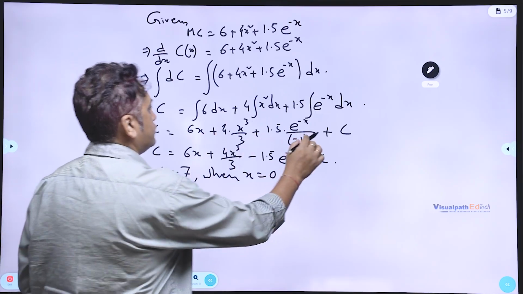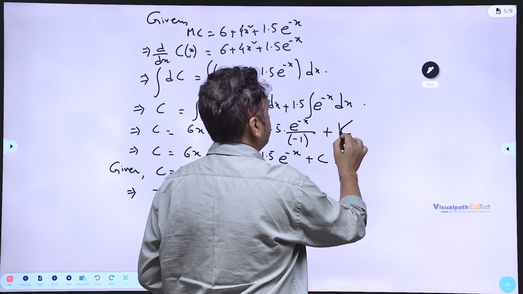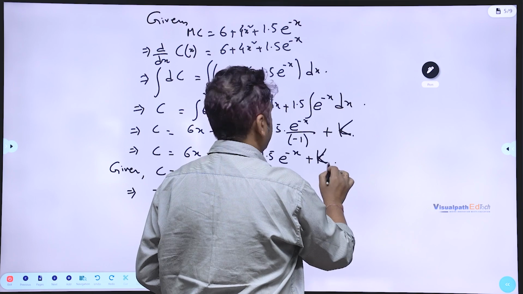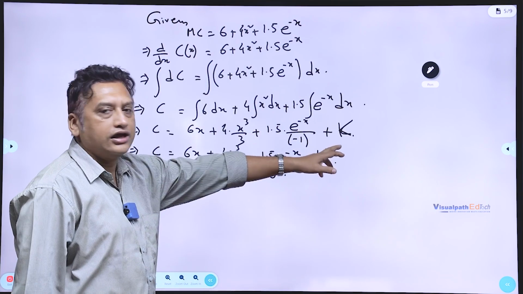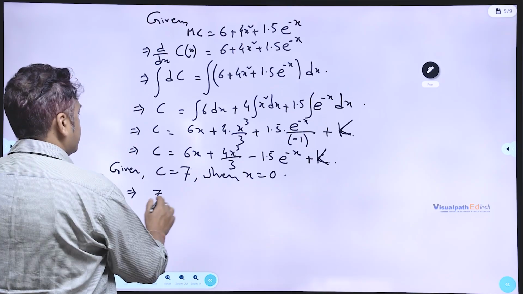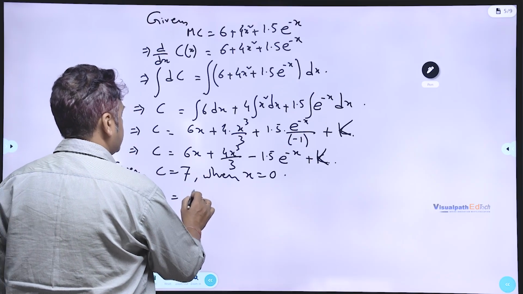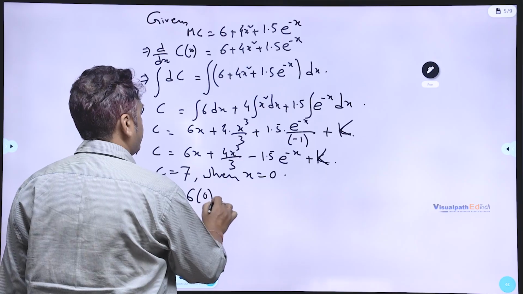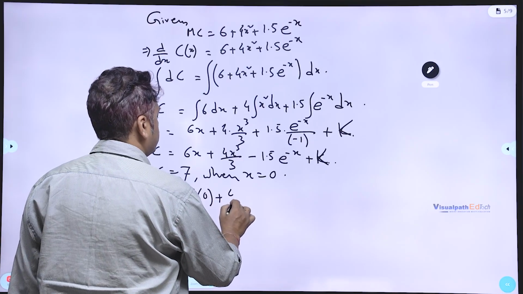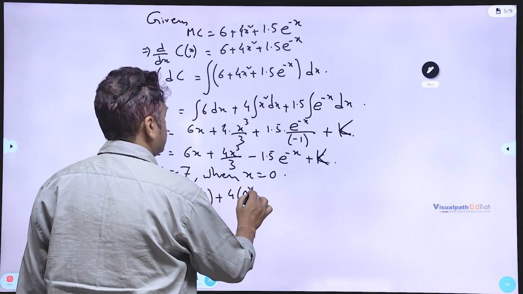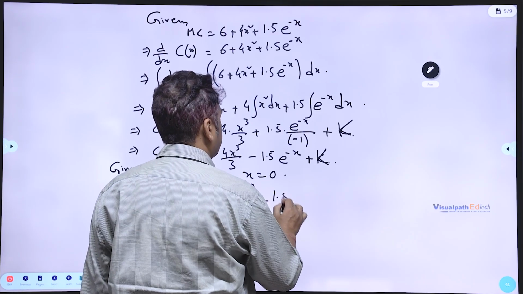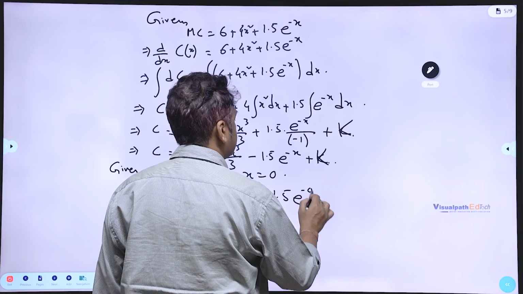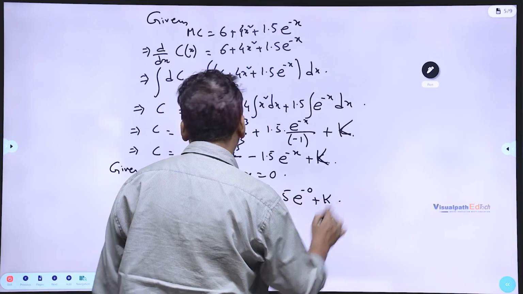Oh, sorry. Let's change it to k, so it will not be difficulty. So this remains as C, cost, and this is k, constant. So 7 is equal to 6 into 0 plus 4 into 0 cube by 3 minus 1.5 into e to the power minus 0 plus k.